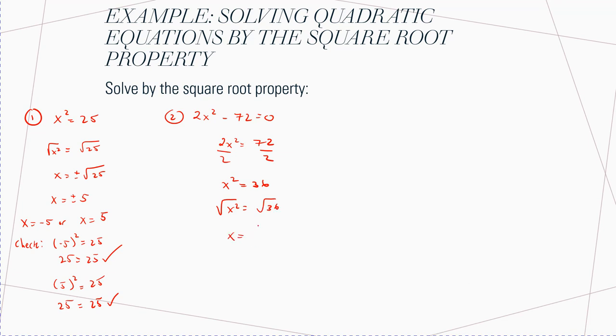So x is equal to plus or minus the square root of 36. Well, what's the square root of 36? It's plus or minus 6 here. All right, let's try another one. Let's look at 3x squared plus 27 is equal to 0.